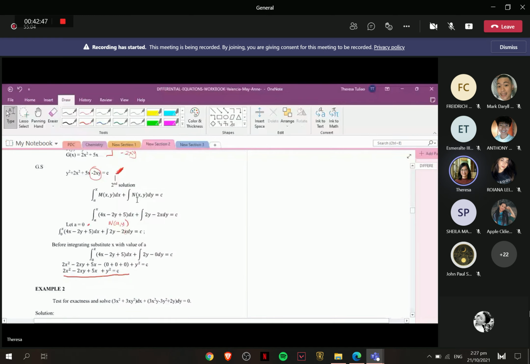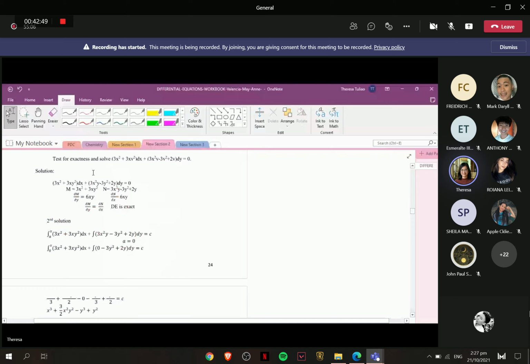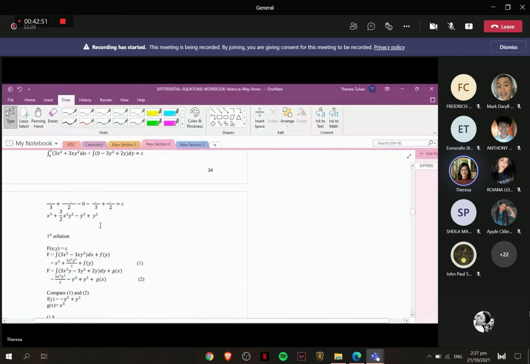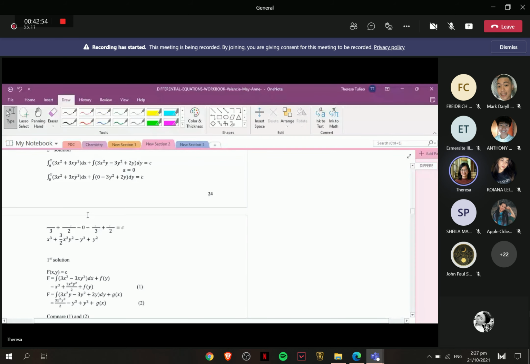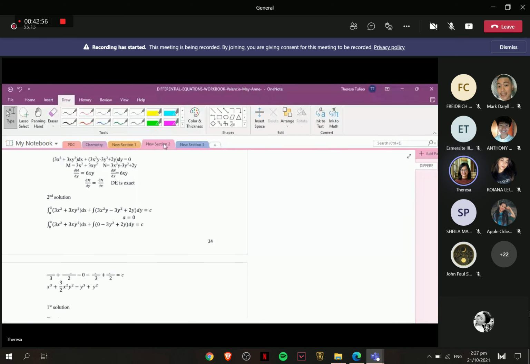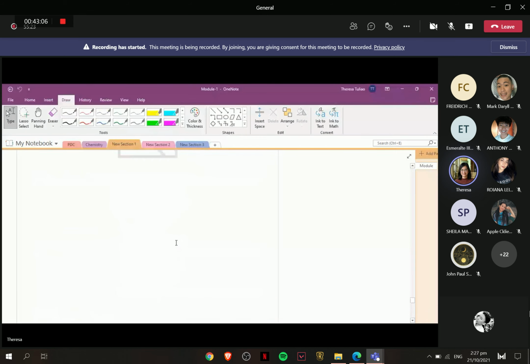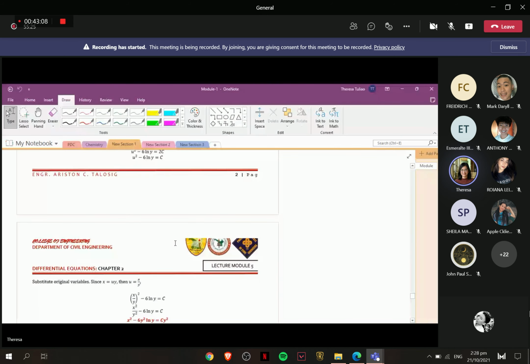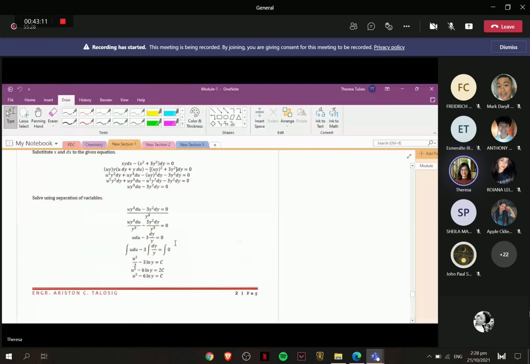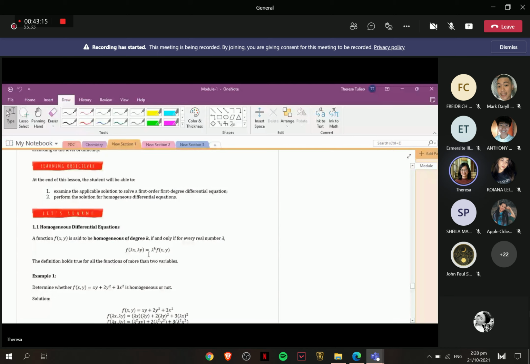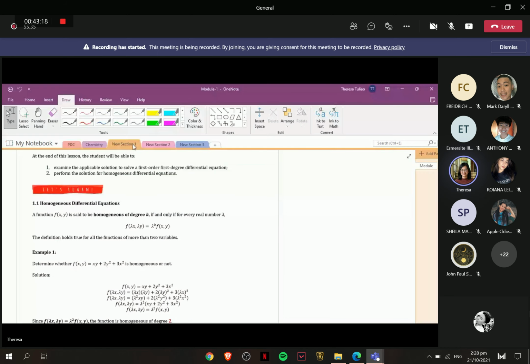Okay? So, I have other examples here, which I will leave to you. Isa lang palang example. Tapos, isi-send ko rin yung isa pang module, yung isang module. Meron din siyang discussion on homogeneous differential equation and exact differential equation. Okay? So, that will be the end of our discussion for today. So, we have finished homogeneous differential equation and exact differential equation.